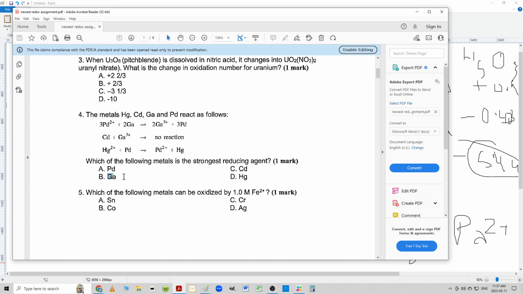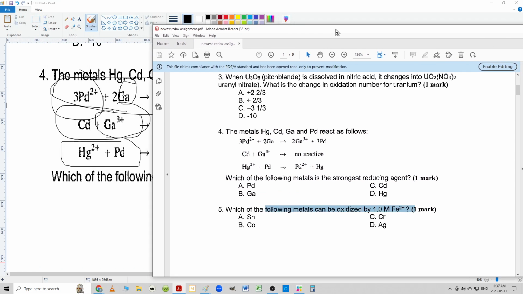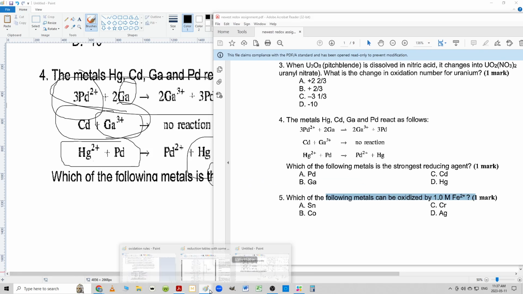Which makes Ca the strongest reducing agent. Very tricky question, because you often don't ask the reducing agent, you ask the oxidizing agent. Which of the following metals can be oxidized by Fe2+? So that's just a strict, let's find which one of these is in the bottom left of the table.